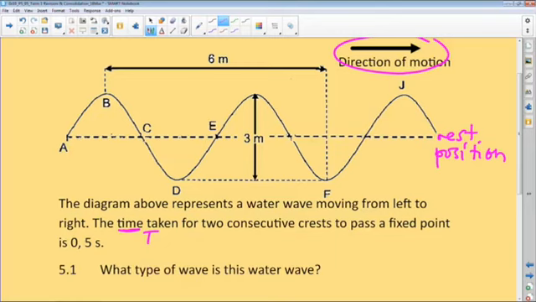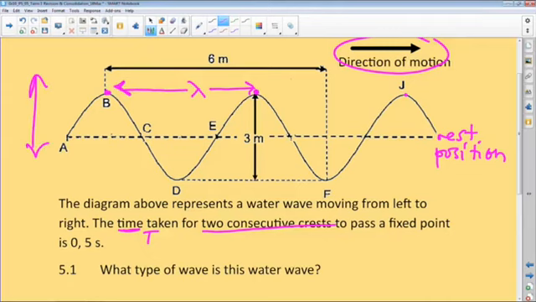Taken for two consecutive crests, if you can check, for example, B and that point are consecutive crests, right? And also this point is consecutive to that. This makes one pulse or one complete wavelength. Now because it's a series, we would refer to it as a wave. So in this case, the disturbance is up and down, okay?